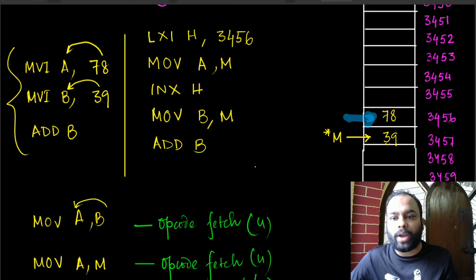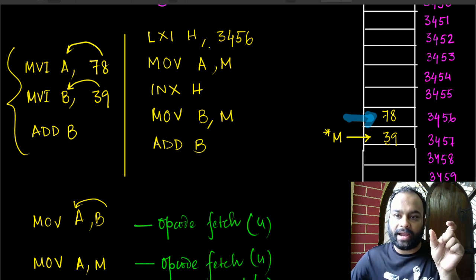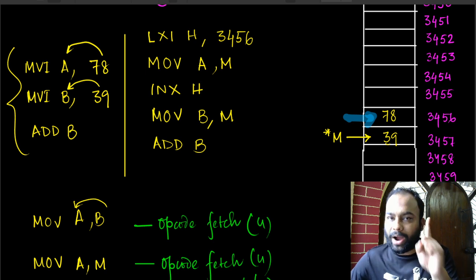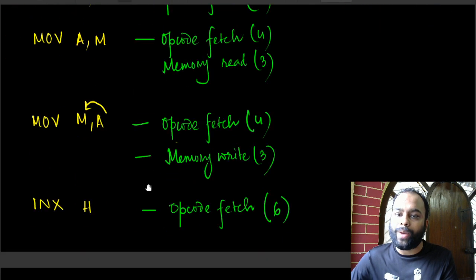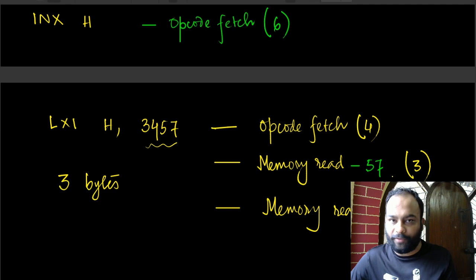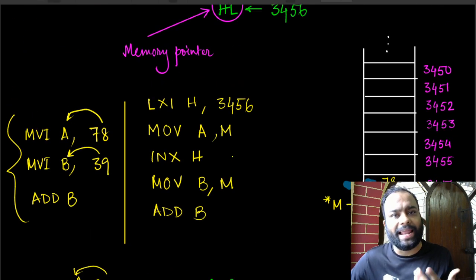But I could have achieved the same purpose with INX H, because the whole goal was to increment the value of the HL register pair from 3456 to 3457 so that it points to the next memory address. So I did that through INX H. Now INX H is a 1-byte instruction and takes up only 6 clock cycles. So I am both preserving memory as well as the number of clock cycles I need to execute an instruction. So INX H is a better option compared to directly doing LXI once more.